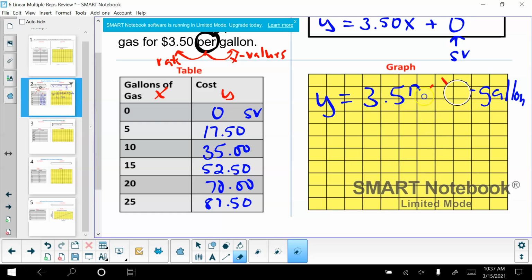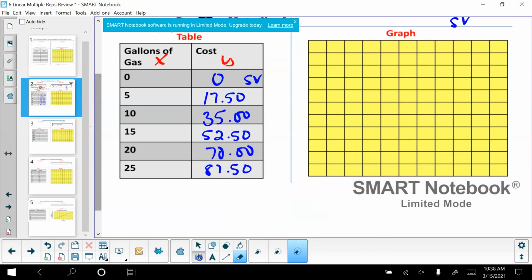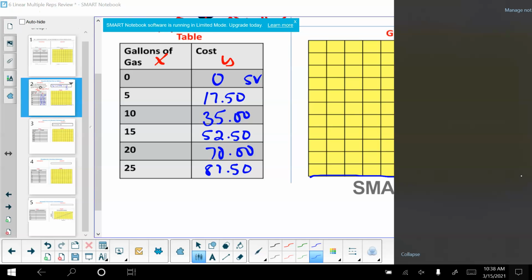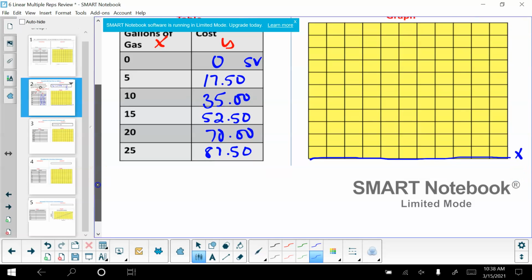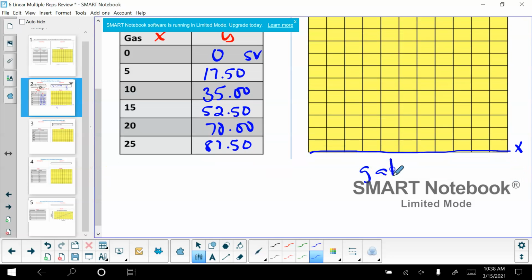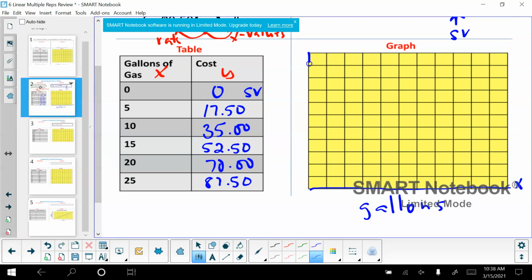I'm going to come back over here and I'm going to fill out my graph. Now when I fill out my graph, I'm going to notice that the across axis, which I'm going to highlight in blue, I'm going to say this is my x-axis. My x-axis is going to be the gallons of gas. I'm just going to put gallons. My y-axis, which I'm going to do here, this is going to be the cost. This is going to be the dollars.